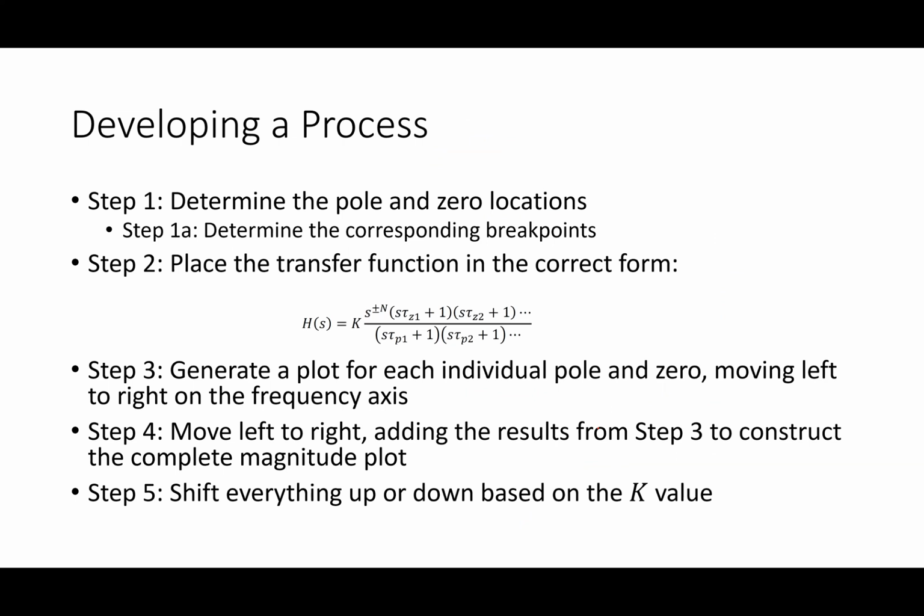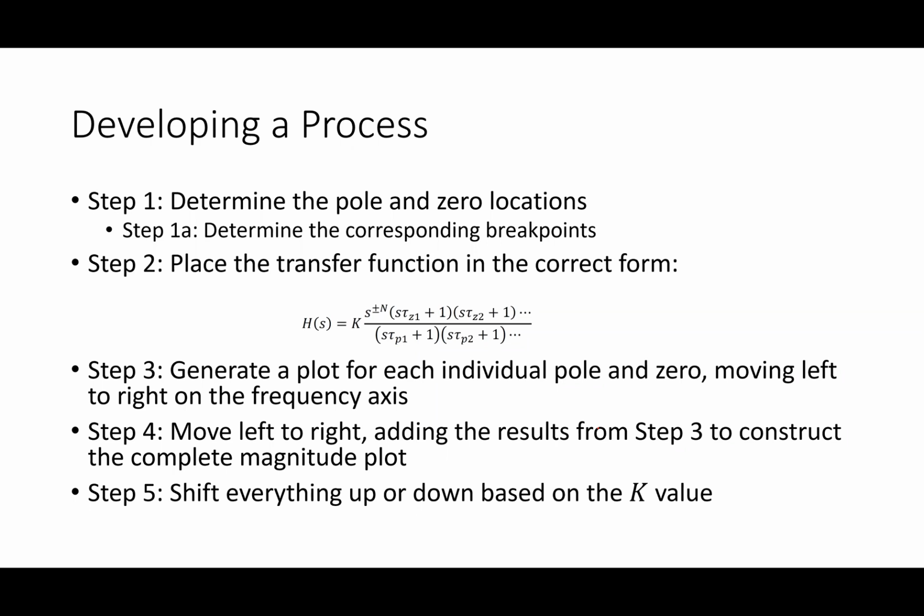So basically what you do is you determine the pole and 0 locations. You look at that transfer function, you find those pole and 0 locations. And then I have this step 1A, which is to determine the corresponding breakpoints. I'm going to talk about that in a second, right? But I find the pole and 0 locations. Then I need to get the transfer function in the correct form, right? It may or may not be in the correct form. It'll be close to that, but I can easily get it there.